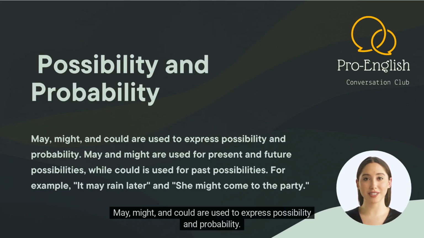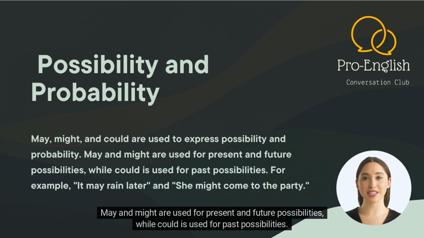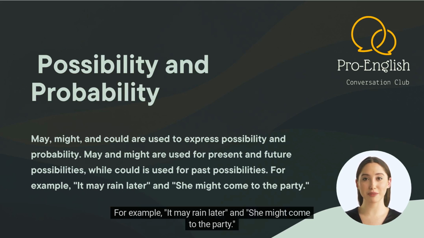May, might, and could are used to express possibility and probability. May and might are used for present and future possibilities, while could is used for past possibilities. For example, it may rain later and she might come to the party.